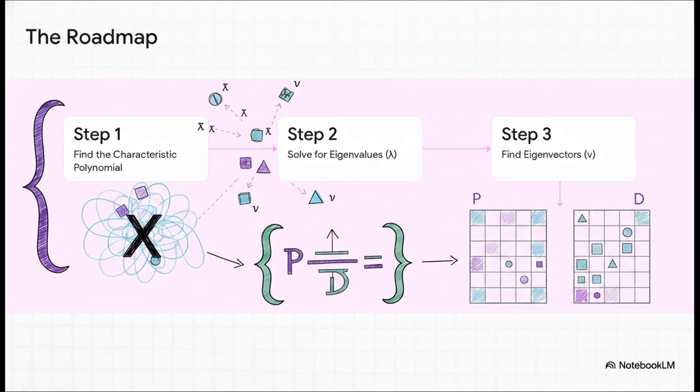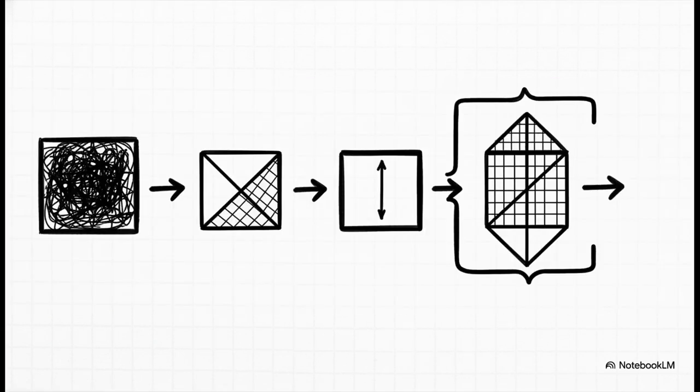Here's the game plan. First, you find something called the characteristic polynomial. Think of it as a special equation that holds the secret code to our eigenvalues. Step 2, we solve that equation to get the eigenvalues themselves, our scaling factors. Then, for each of those eigenvalues, we hunt down its partner, the eigenvector, our magic direction. Finally, we just bundle them all up. The eigenvectors get collected into a matrix we call P, and the eigenvalues get put into that simple diagonal matrix D.